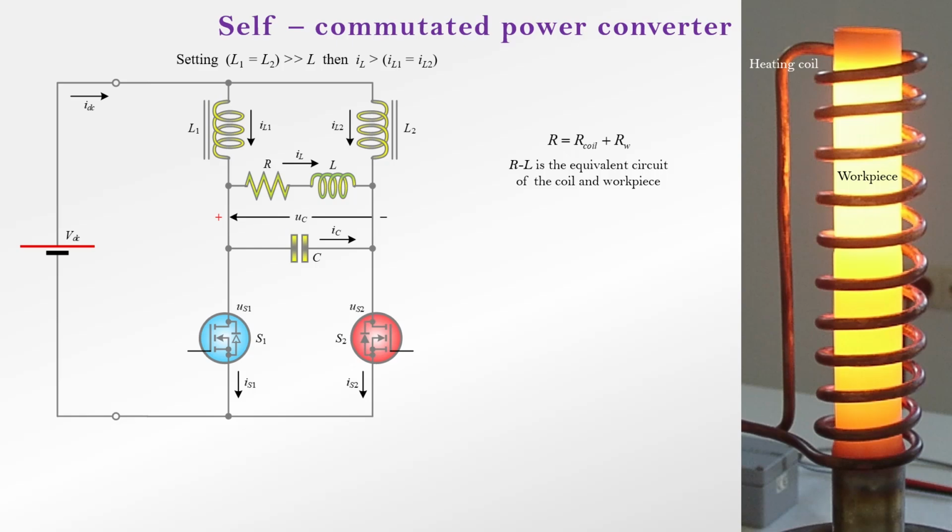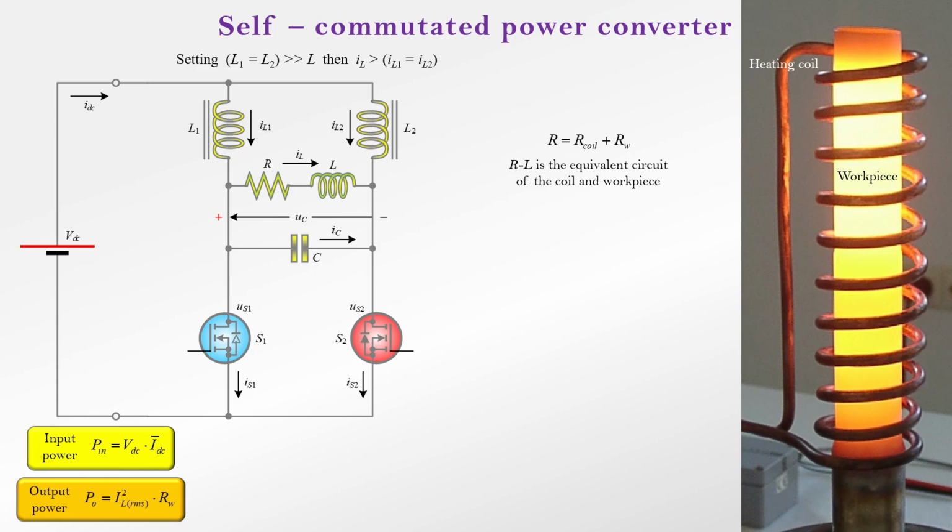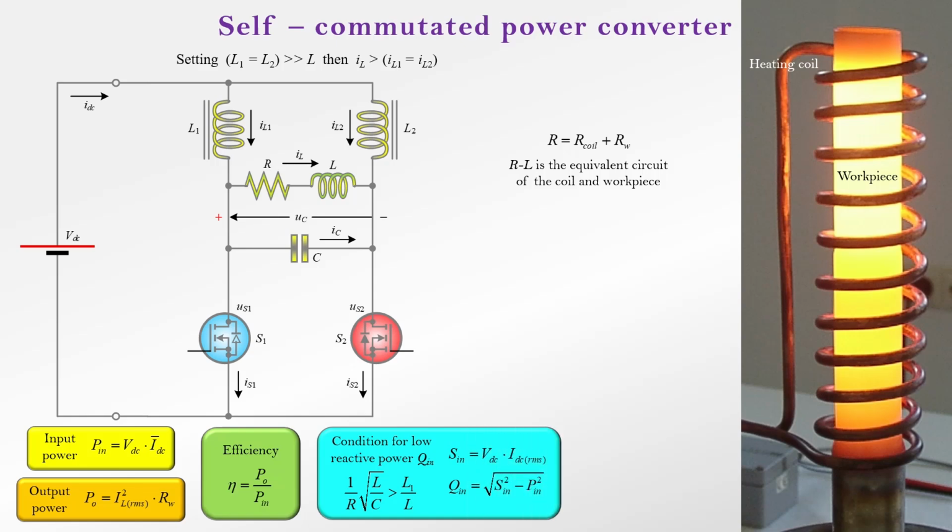The power from the DC input source is equal to the AC output power. The electrical efficiency of the circuit is the ratio of the two. For high efficiency, the workpiece is placed inside the coil, and the air gap between them must be small. For low reactive power, the relationship must hold.